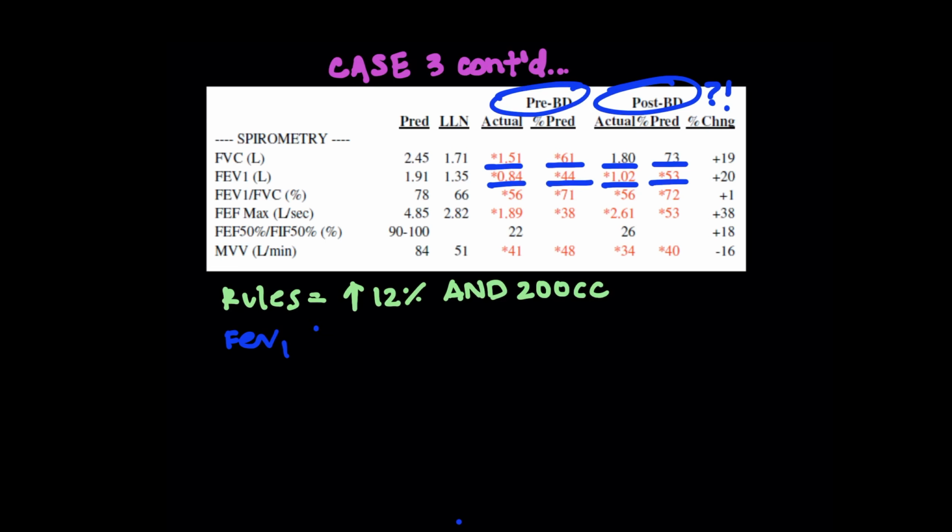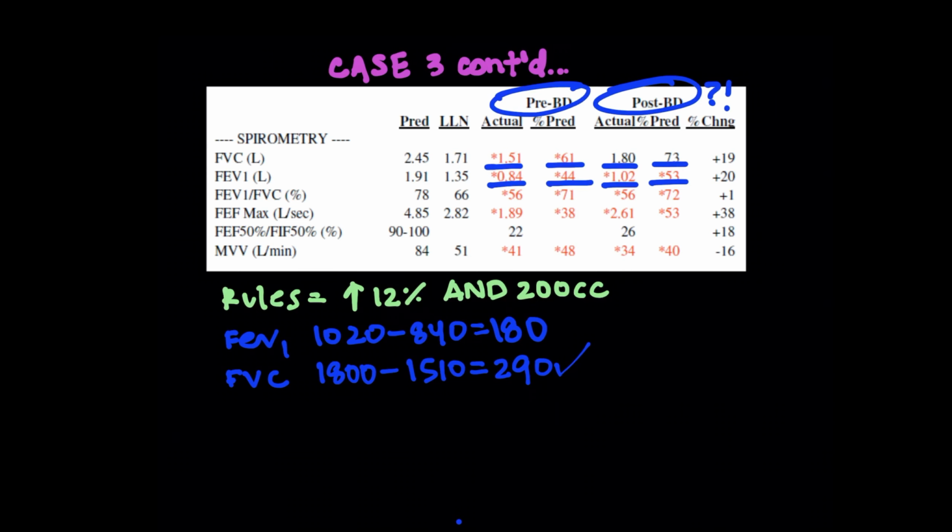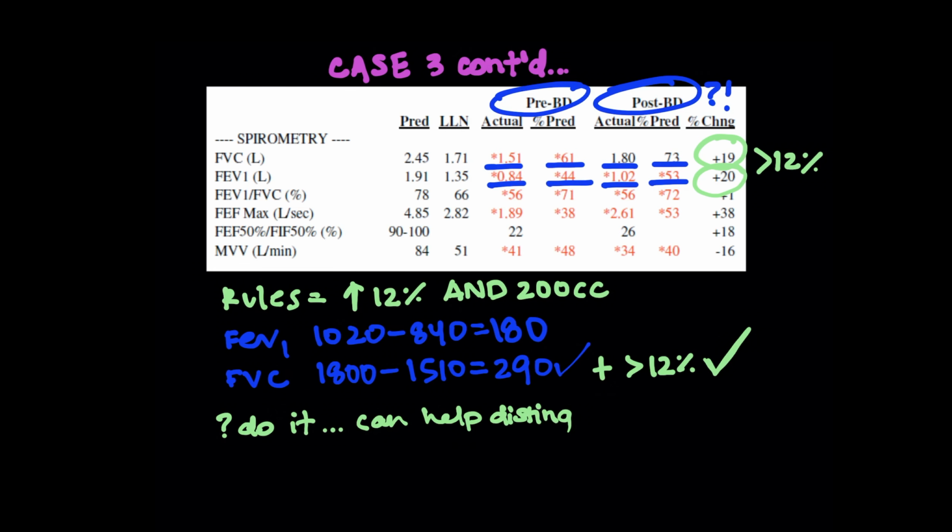So here, the FEV1 is 1.2 liters, and subtract the prior FEV1 of 0.84 liters, and you get 180. The FVC, on the other hand, is 1800 minus 1510, and so that comes out to be 290, which is greater than 200, and so you've met your goal. So next we just need to look at the percent change, and this person clearly met the over 12% mark. So they got 290 plus greater than 12%, so check, they have a positive bronchodilator response. But why do we do it? We mainly do it because it can help us distinguish between things like emphysema and asthma. It doesn't change our treatment.